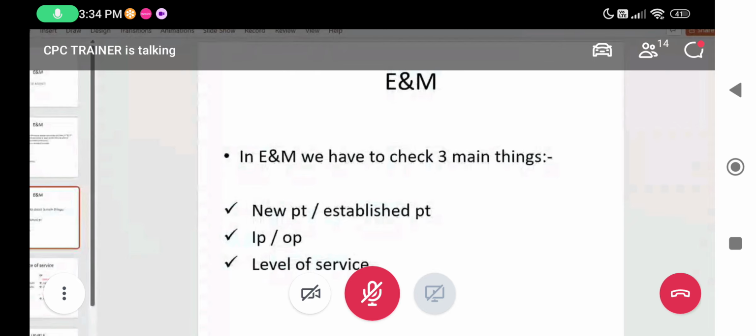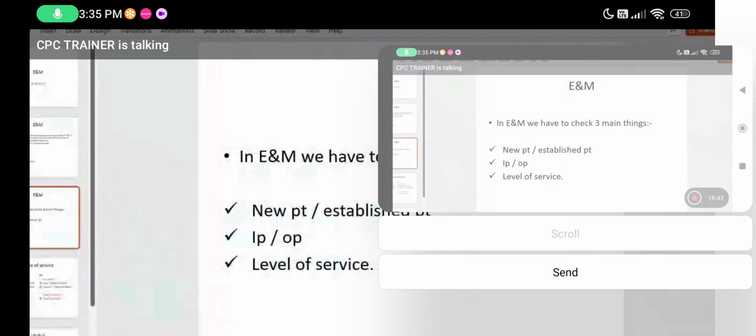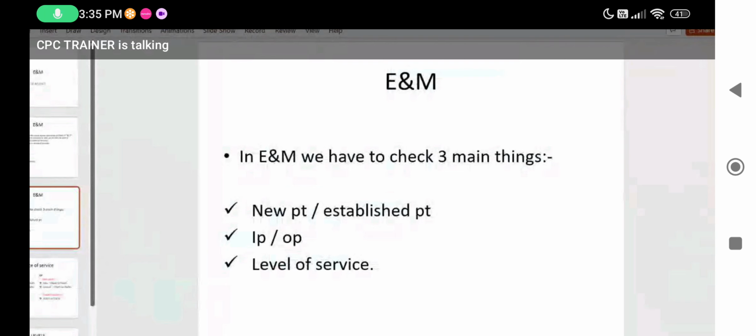Okay, guys. I hope you have completed. So in E&M, in your exam, if you want to code, you need to check three key points. One is whether it is a new or established patient. The second is whether it is inpatient or outpatient. And the third is the level of service. Clear? If you check these three key points, you arrive at the code in your exam.